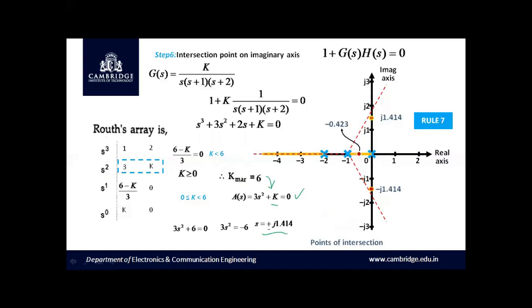So we have obtained two roots on the imaginary axis and it has been marked here exactly, which is making the system marginally stable. So we are done with rule number 7, and we have followed the steps to find the intersection point on the imaginary axis.